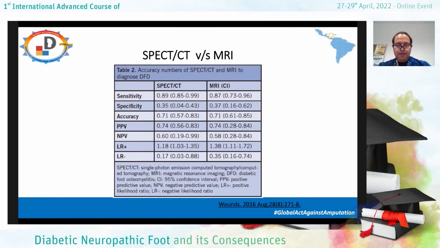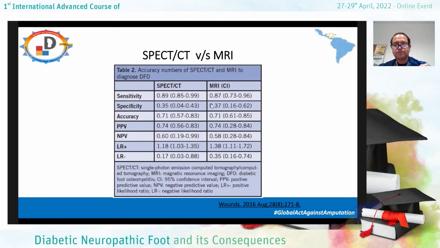Finally, in this table, you can see the values of specificity, sensitivity, and predictive value, both negative and positive, showing that we currently do not have certainty with the diagnostic breadth of the clinic.